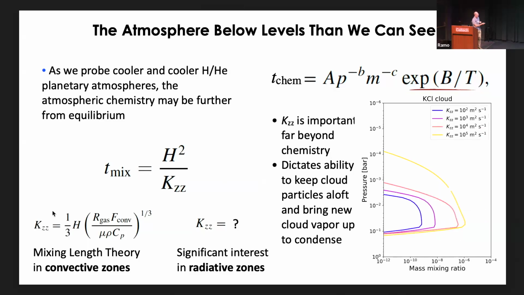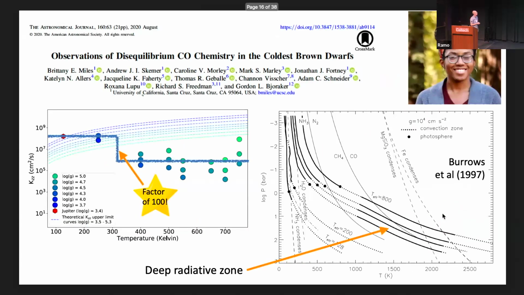This is an example from Kazumasa Ohno and a model he calculated of a particular salt cloud that might be found in T-dwarfs, just showing that as you change the mixing coefficient by several orders of magnitude, it can change the mass of this cloud also by several orders of magnitude. So this really could be an important effect.